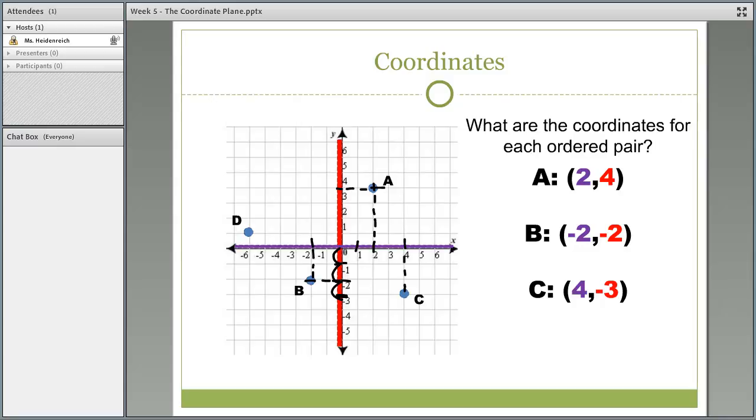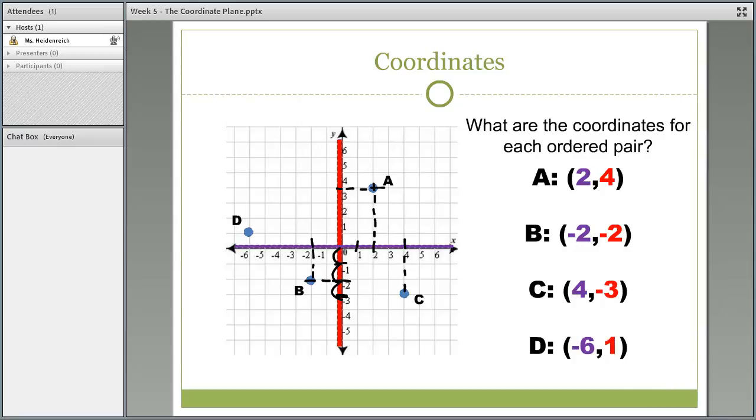Okay, we're going to do the same thing on D. I'd like you to pause the recording and try to write down on your paper what you think the answer is for the ordered pair for D. Okay, so hopefully you've paused and you're ready to check your answer. This ordered pair is at -6, 1.